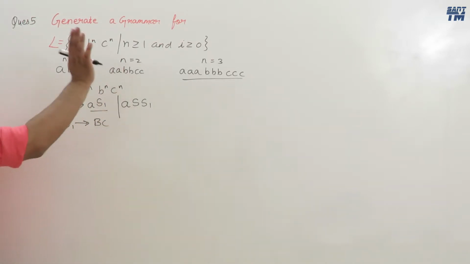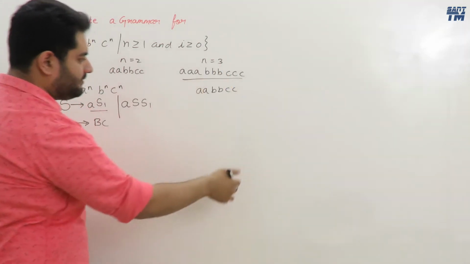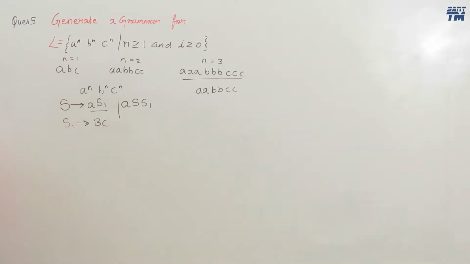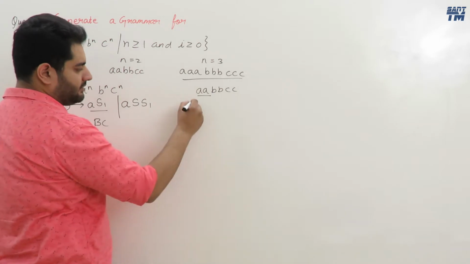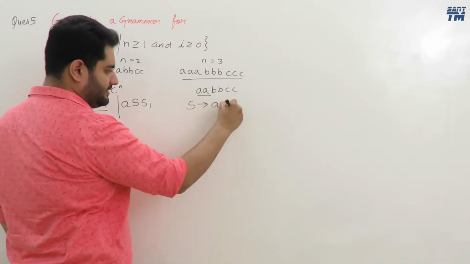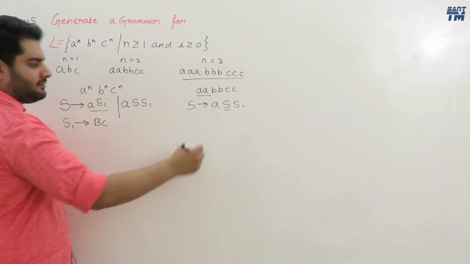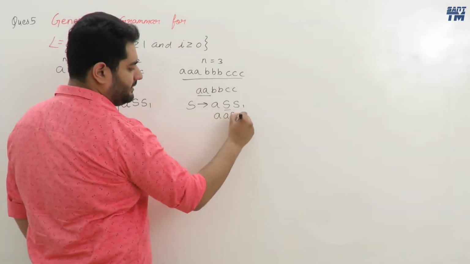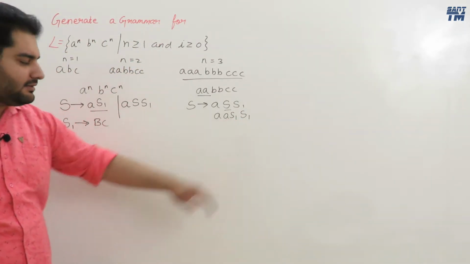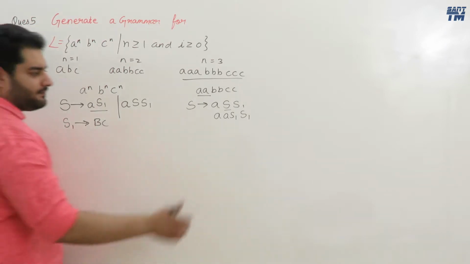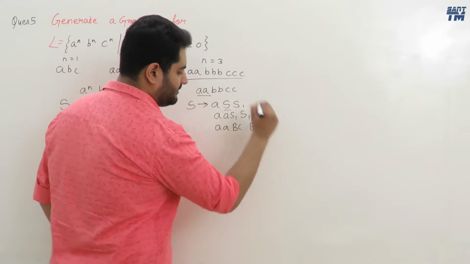So now let's consider the string AABBCC. We have to produce this string using these production rules that we have derived. Here we have two A's. So first use the production S derives A S1, and in place of this S you can substitute A S1. We will get AAS1, with S1 as it is. Now we have got two A's and two S1s. This S1 is BC, this S1 is also BC.